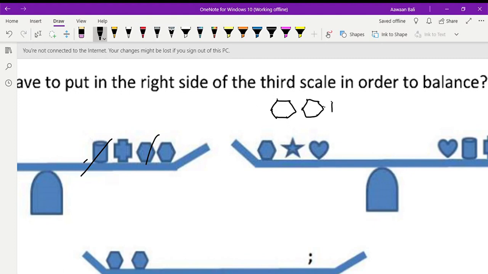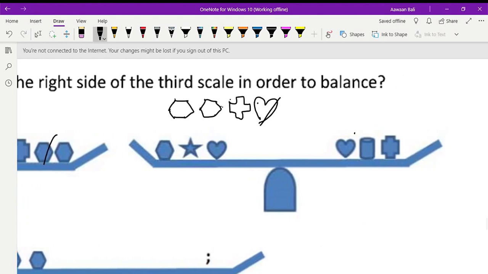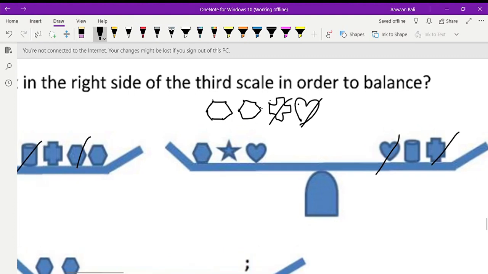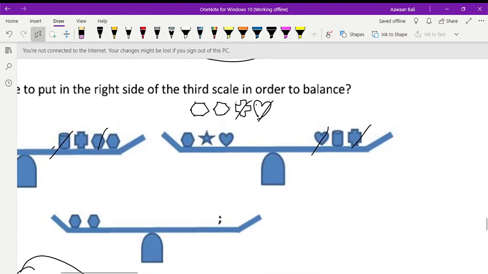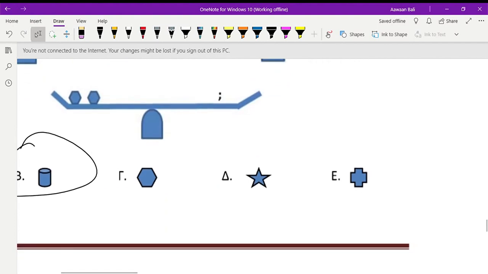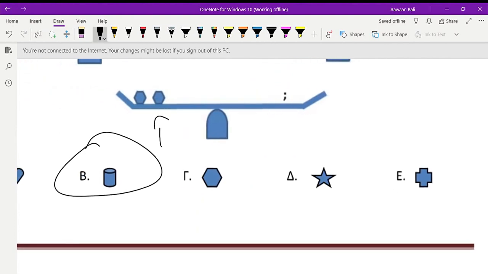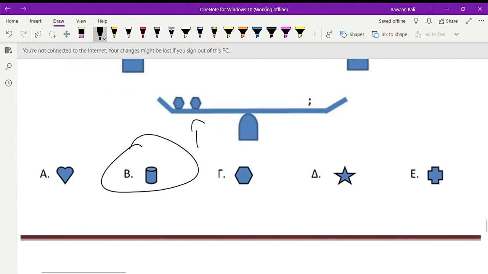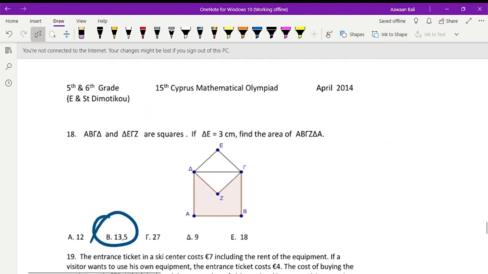Basically you can simplify it into this. You can cancel the heart with the heart, and now we have the plus sign and the plus sign cancelled, which means we got two hexagons equal to a cylinder left, and basically they're just two hexagons here. So we look for the option of the cylinder only, and that's beta. Therefore, the answer is beta, the cylinder.